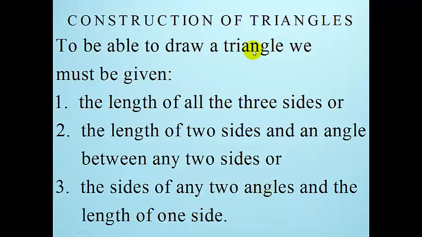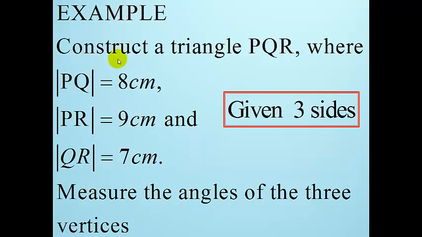So to be able to draw a triangle, we must be given either the condition in 1, or the condition in 2, or the condition in 3. Now example, construct a triangle PQR where PQ equals 8 centimeters, PR equals 9 centimeters, and QR equals 7 centimeters. Measure the angles of the three vertices. Now, this is an example of construction of a triangle.